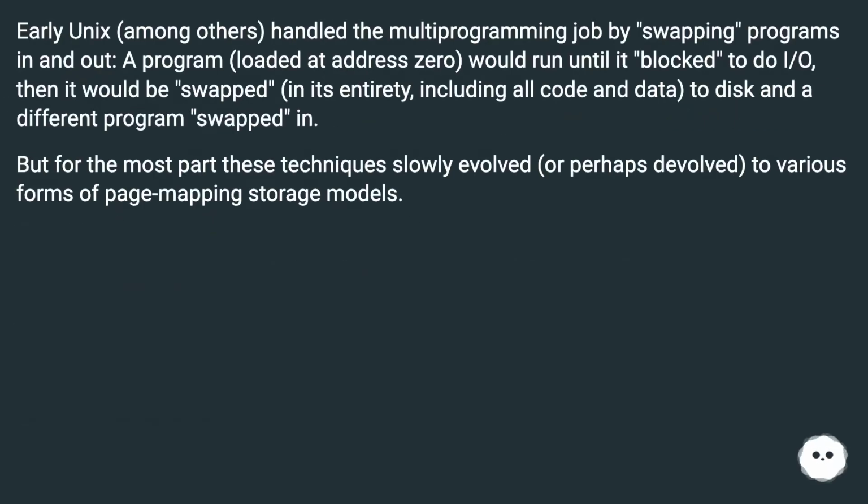Early Unix, among others, handled the multi-programming job by swapping programs in and out. A program, loaded at address 0, would run until it blocked to do I/O, then it would be swapped in its entirety, including all code and data, to disk, and a different program swapped in. But for the most part these techniques slowly evolved, or perhaps devolved, to various forms of page mapping storage models.